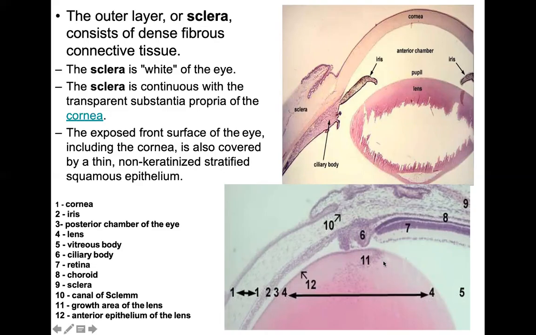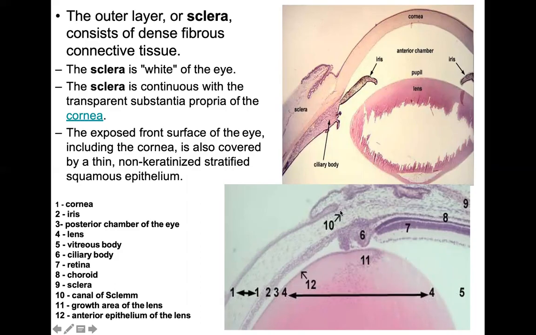So if you look into this structure, this one here is your cornea. Then you have your iris. You have your posterior chamber. This one here is the lens. Then you have your vitreous body that contains your vitreous humor here. Then you have your ciliary body. This is the retina, this is the choroid, and this is your sclera.